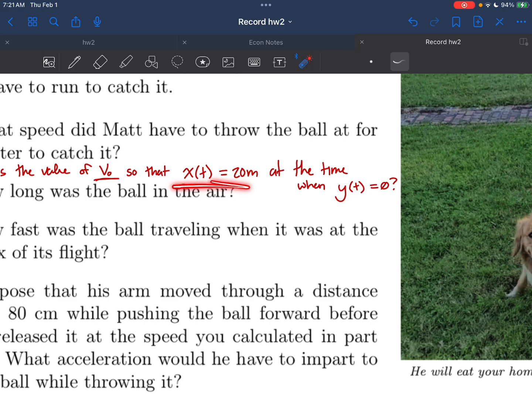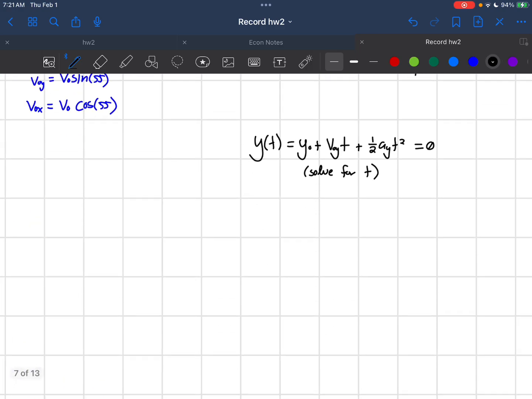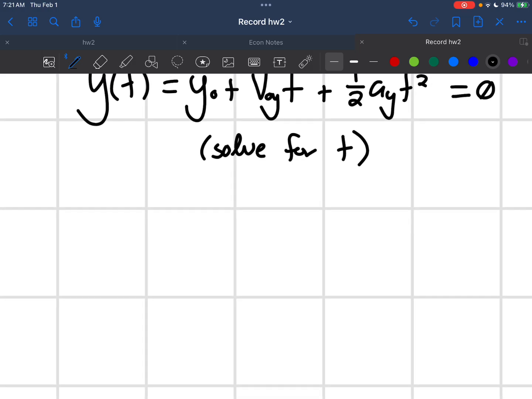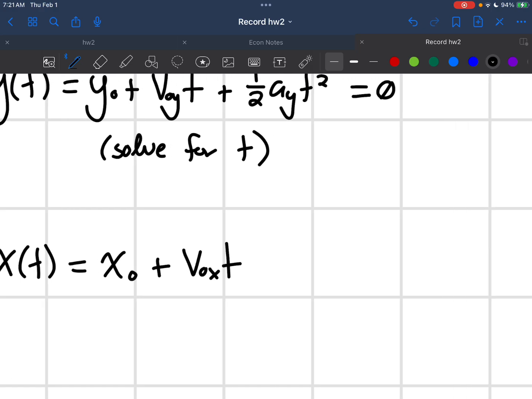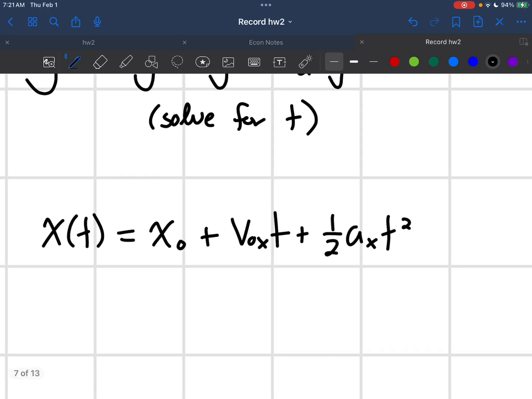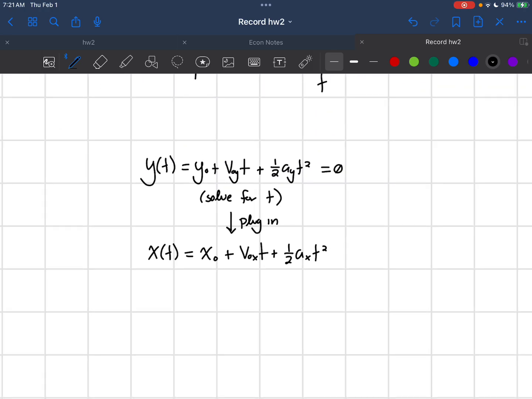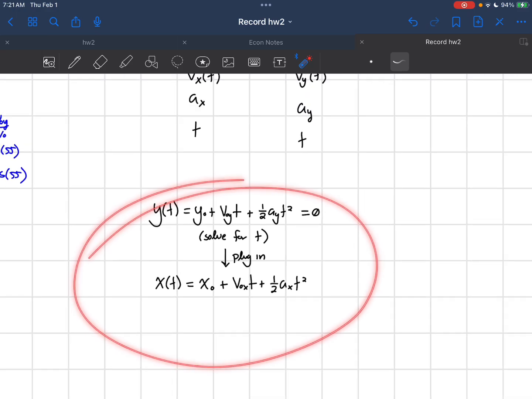Then I want x of t to equal 20 at that time, which means I'm taking the time that I solved for and plugging it into my x of t equation: x naught plus v naught x t plus 1/2 ax t squared. Right? And plug in. All right, so this is kind of my roadmap for the problem.